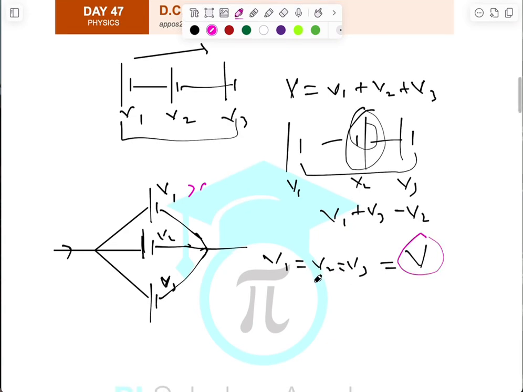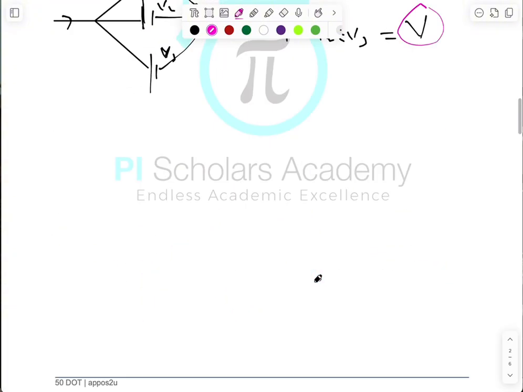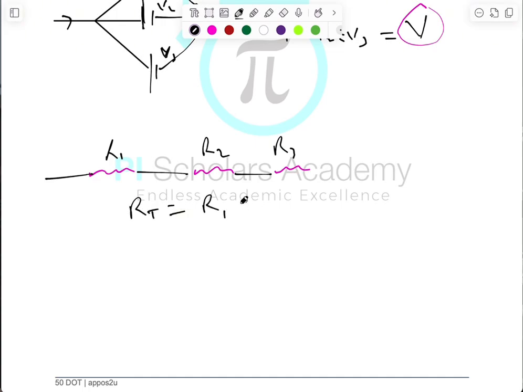So now let's talk about resistors in series and parallel. If you have resistors in series, you have something of this nature, and this is for series connection: resistor 1, resistor 2, resistor 3. The total resistance in this place is going to be R1 plus R2 plus R3. That's how you add resistors in series.